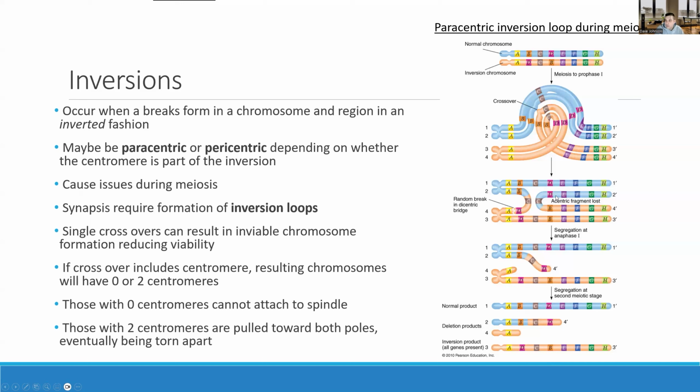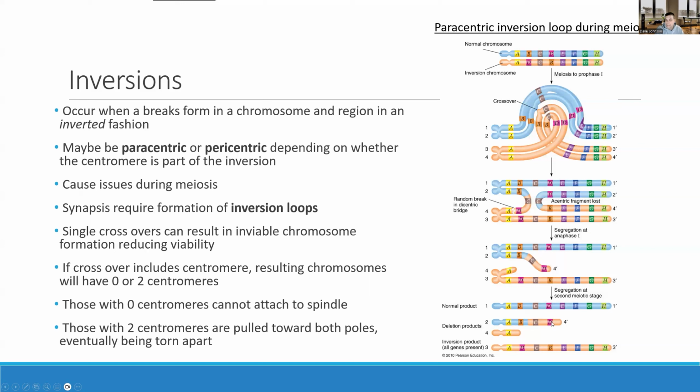But because you lost this acentric fragment, you're missing huge hunks of genes. So these deletion products that result from that crossing over, the loss of the acentric fragment, the random break in that dicentric bridge, now you've got one sperm that just has gene A from that chromosome.